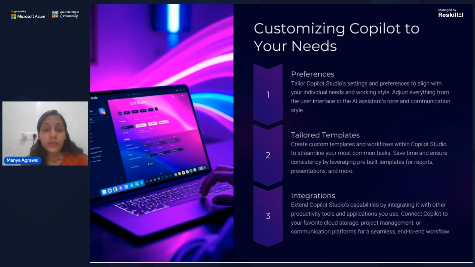In the next slide, we are studying customizing Copilot to your needs. First, preferences. Tailor Copilot Studio settings and preferences to align with your individual needs and working style. Adjust everything from the user interface to the AI assistant tone and communication style. You can also change your voice into an AI assistant tone, which is very helpful to us who don't want to talk in their language. Then they can also change their language for the AI assistant.